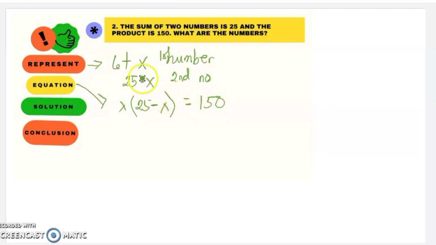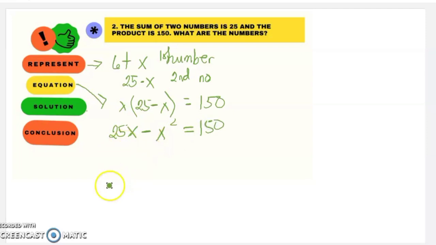Nasusundan? Okay. And then now, we are going to solve for the value of x. Dito na tayo sa solution. Distribute lang muna natin yan. So, we have 25x minus x times x is x squared is equal to 150.